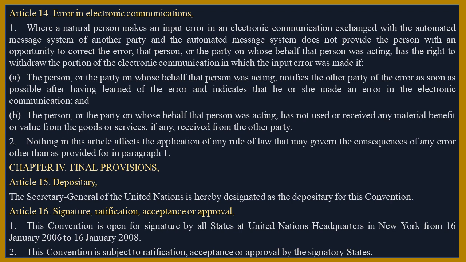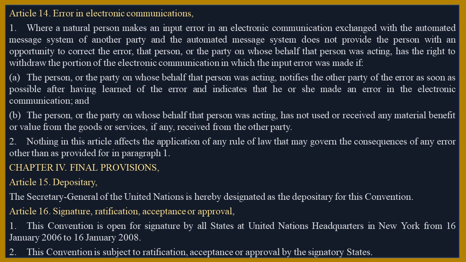Article 14. Error in electronic communications. 1. Where a natural person makes an input error in an electronic communication exchanged with the automated message system of another party and the automated message system does not provide the person with an opportunity to correct the error, that person, or the party on whose behalf that person was acting, has the right to withdraw the portion of the electronic communication in which the input error was made if a.